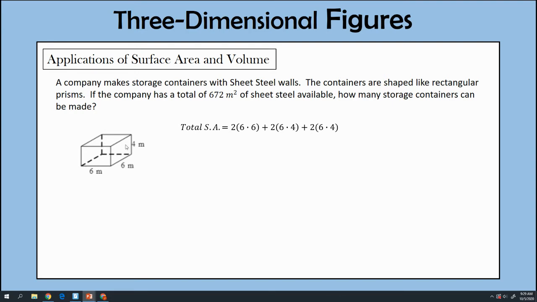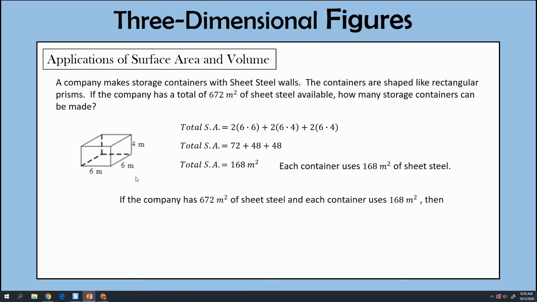So again, we've got to find the areas of all the faces and add them together. So 6 by 6, that's the bottom. And then the top's just like it. So 6 times 6 times 2 gives me the top area and the bottom area. 4 by 6 is this side. So 4 by 6 is also this back side. So I've got two of those. And then 6 by 4 is the front face and 6 by 4 is the back face. So I've got two of those. Okay. So this will help me find my total surface area, and it's 168 meters squared. So each container that we build is going to take 168 square meters of sheet steel.